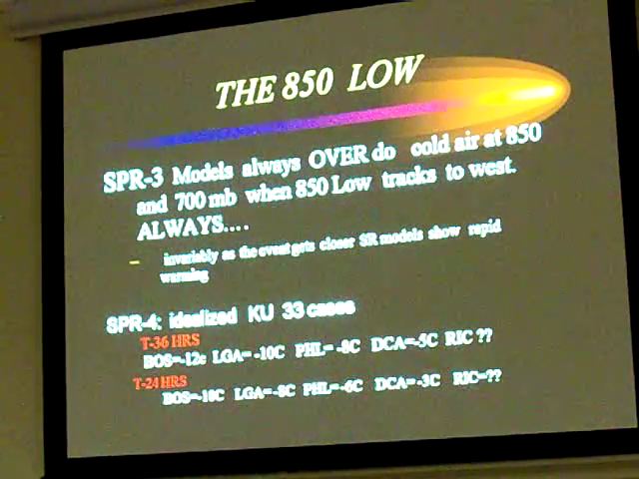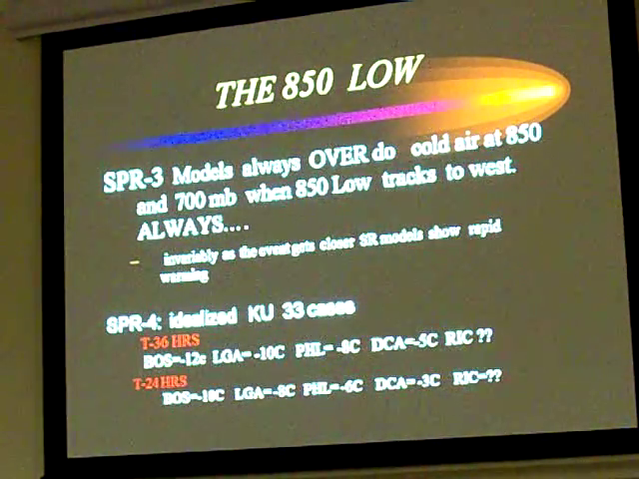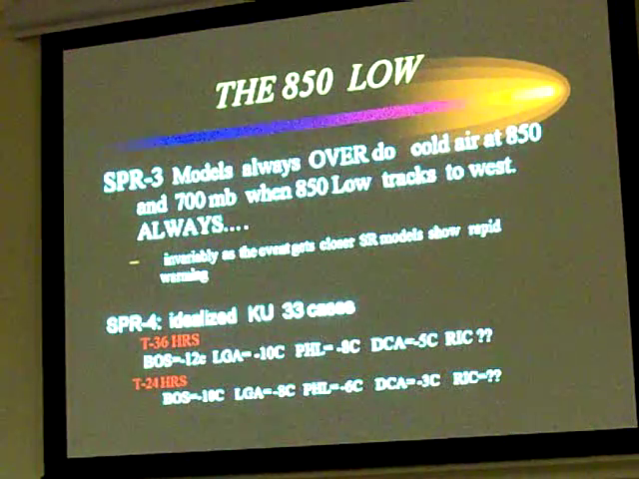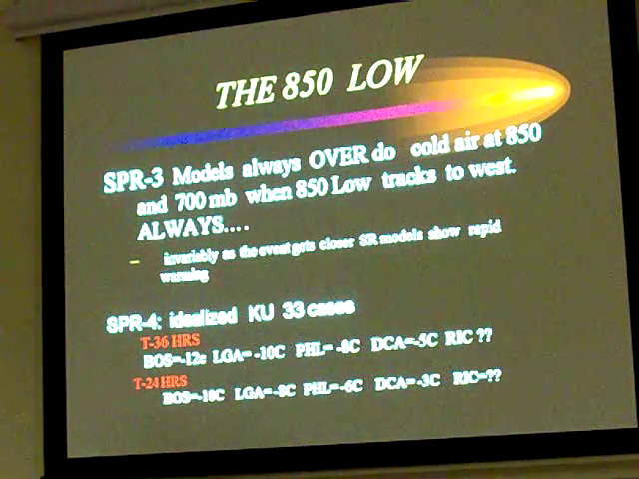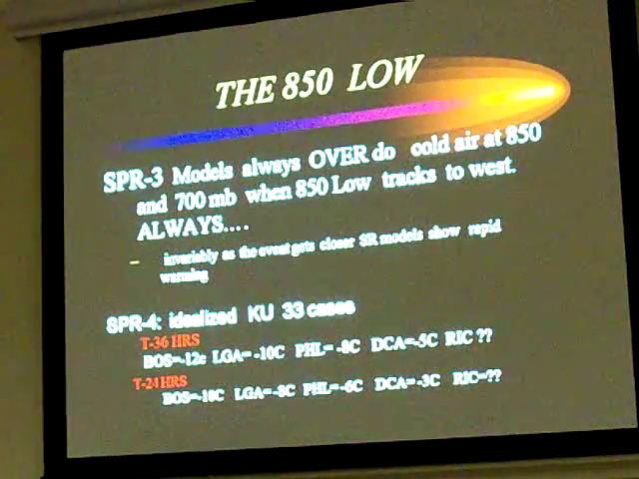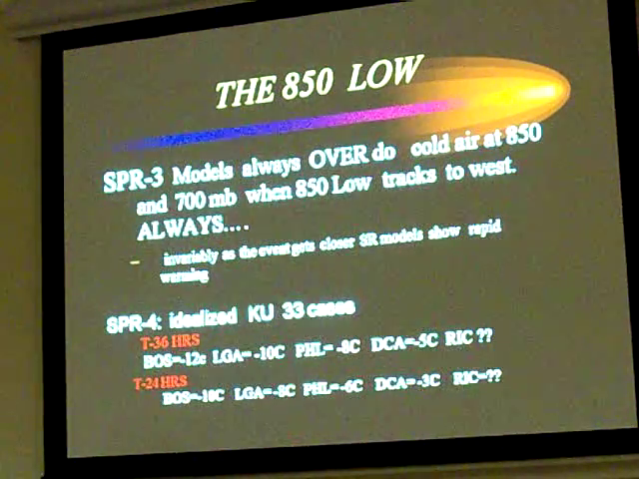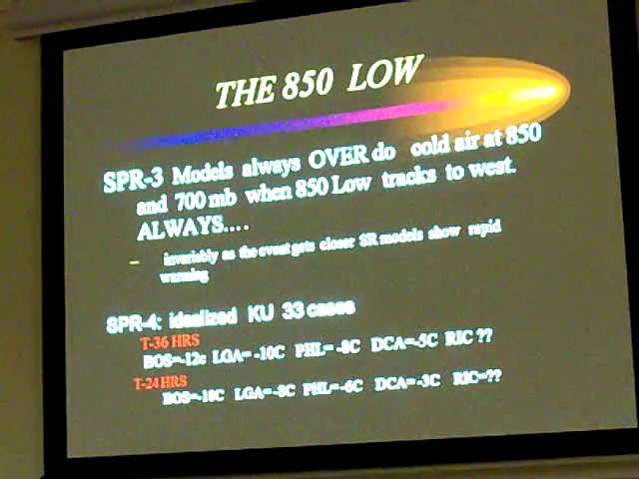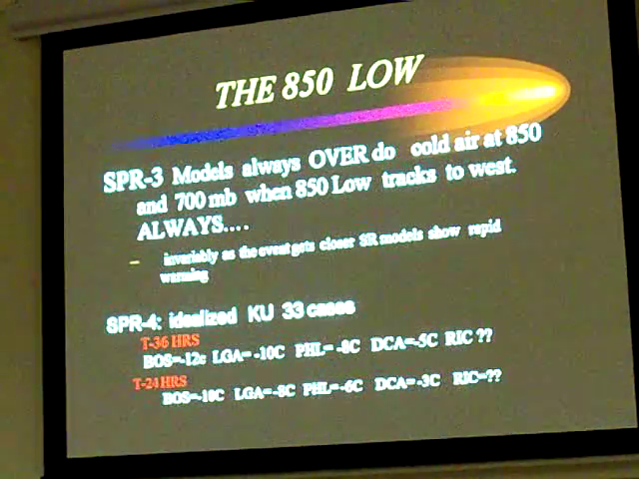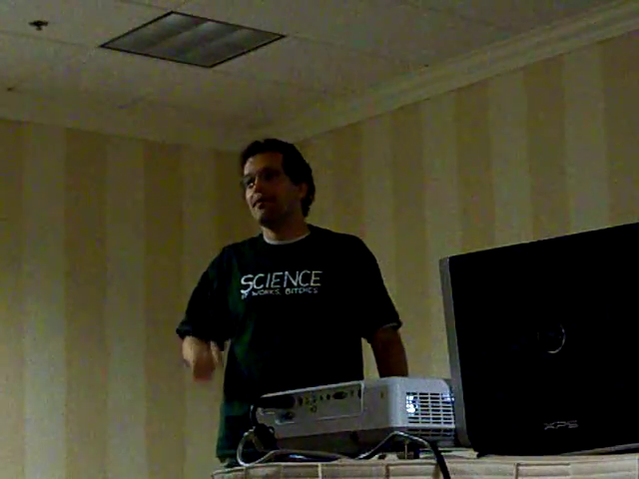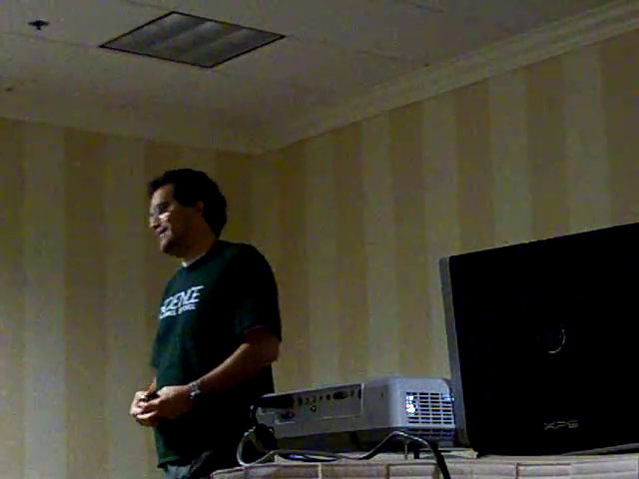Models always overdo the 850 cold air at 800 and 700 millibars when the 850 low tracks to your west. Always, without fail. Invariably, once you get close to the event, the short-range models will show rapid warming. So you'll go, wow, the 850 low is over Charleston, and I'm like, -8, snow. Okay, now it's over Pittsburgh, -5. It's over Buffalo, +3. So that's what that means.